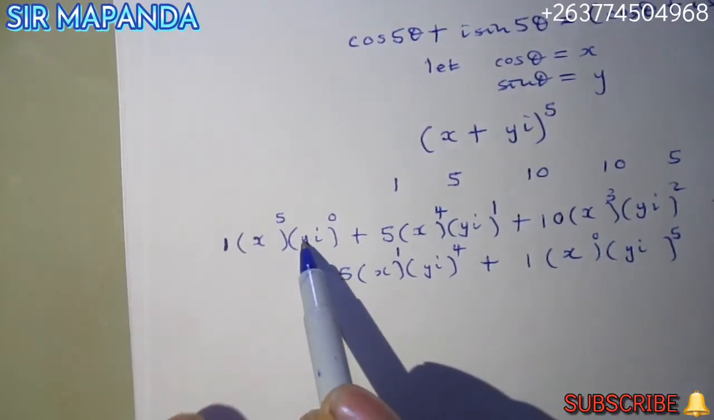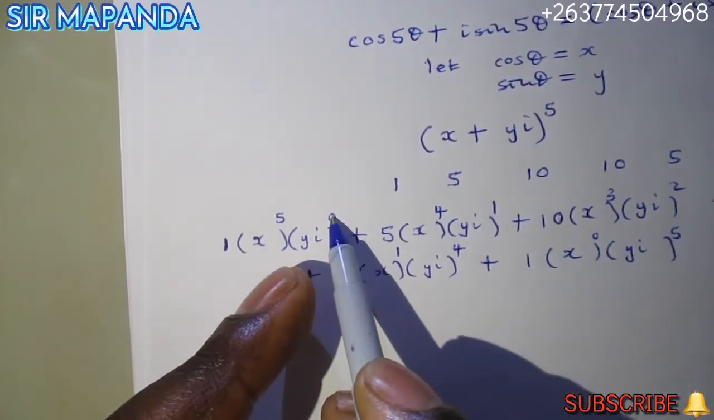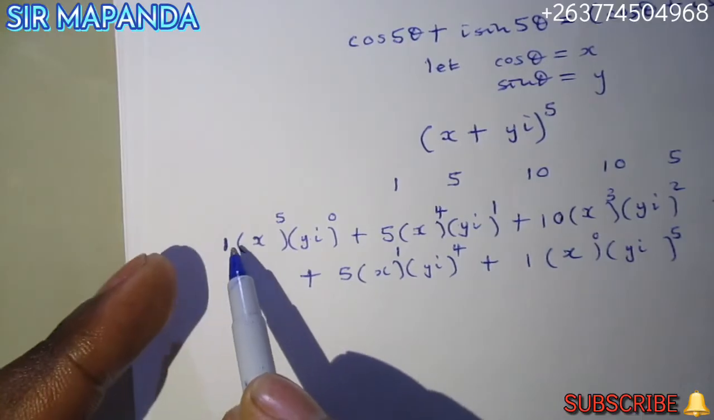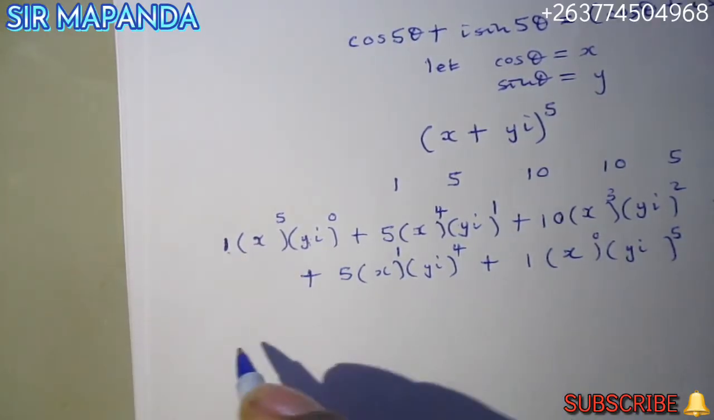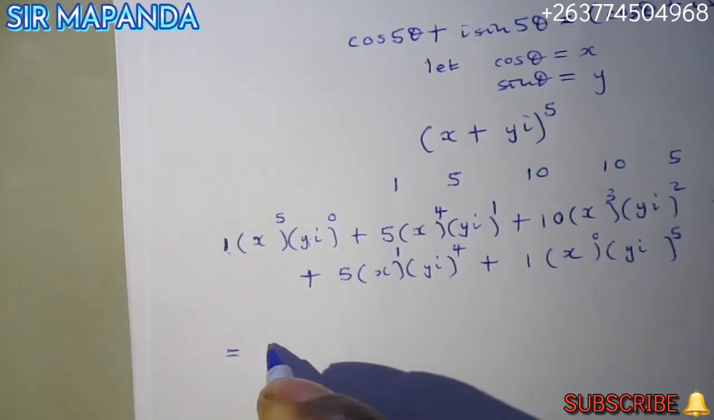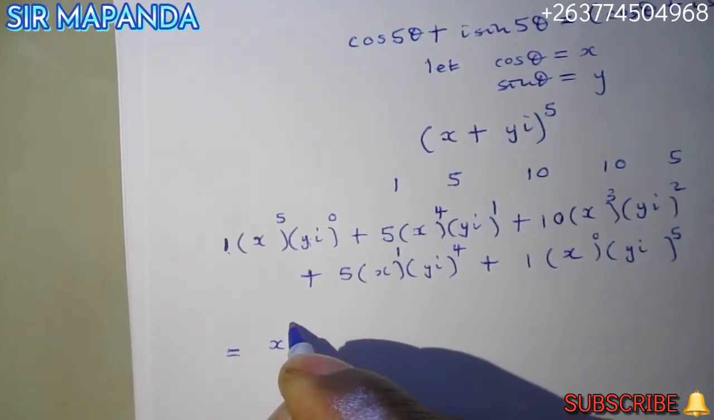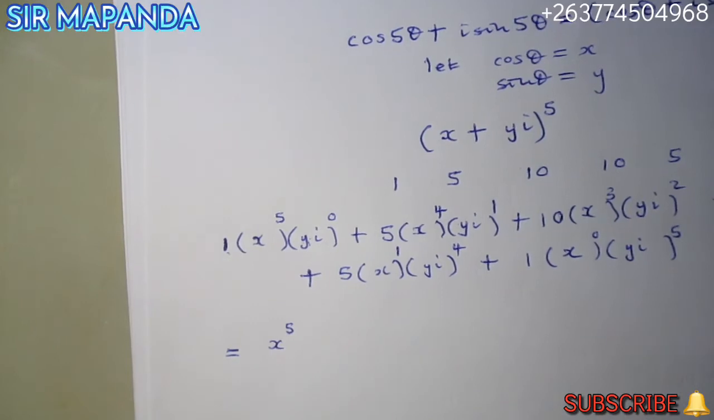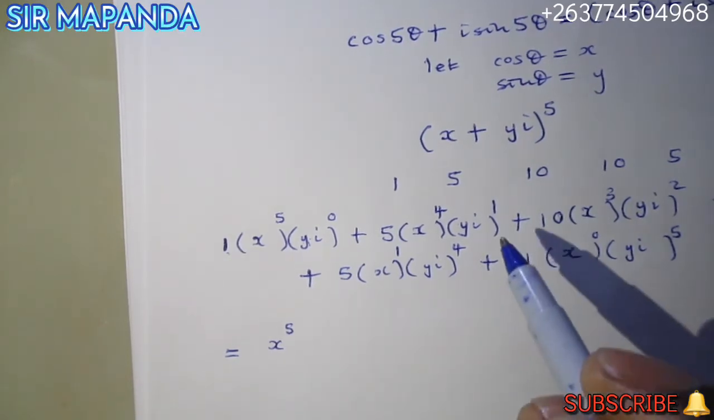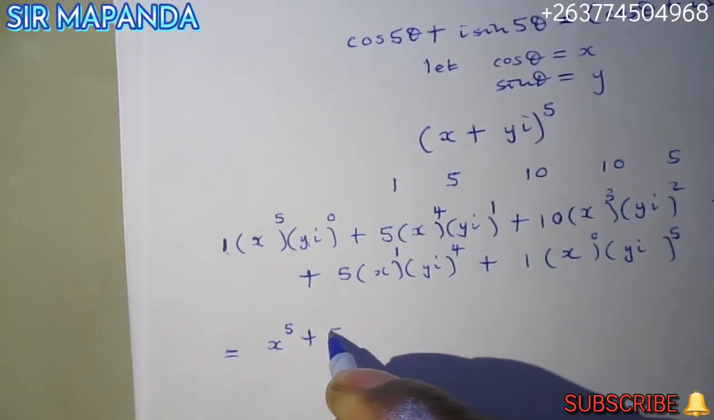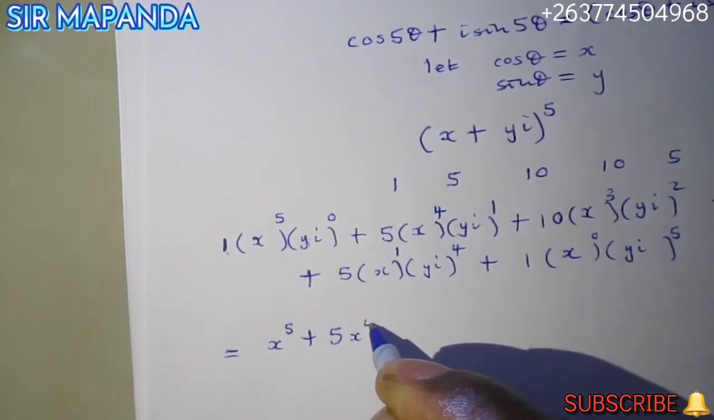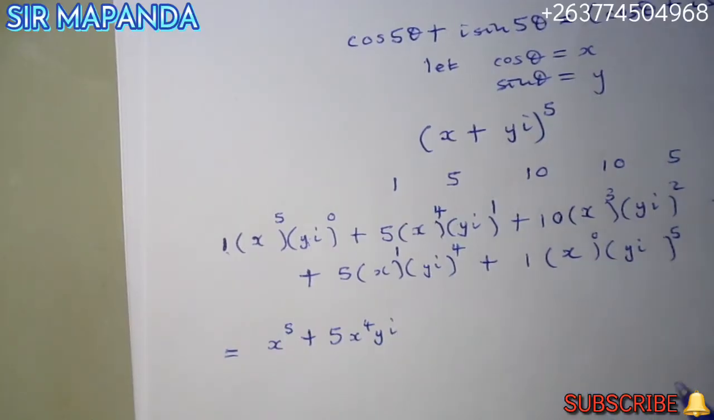Right, so yi to the power of 0 is as good as 1. And if we multiply 1 times x to the power of 5, our first term is going to become x to the power of 5. I hope you are following. Then plus 5x to the power of 4 yi, since yi to the power of 1 gives you yi.